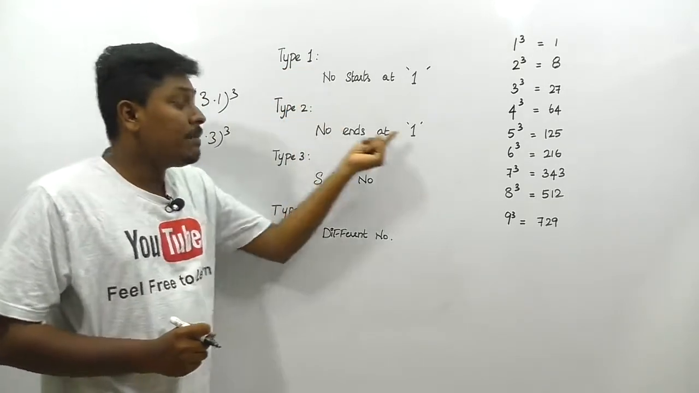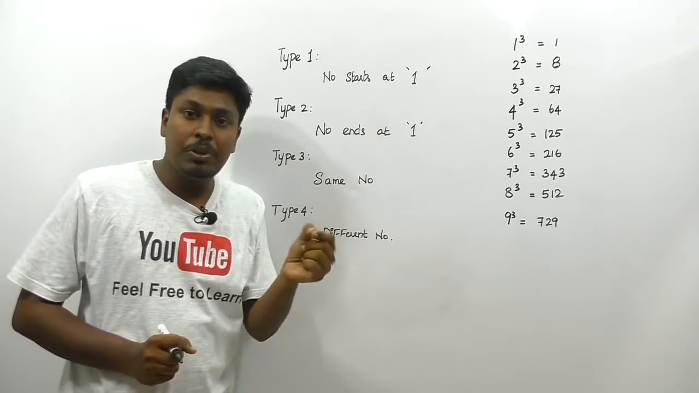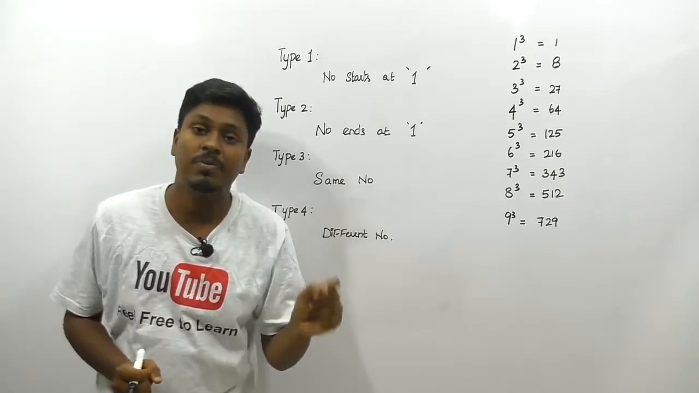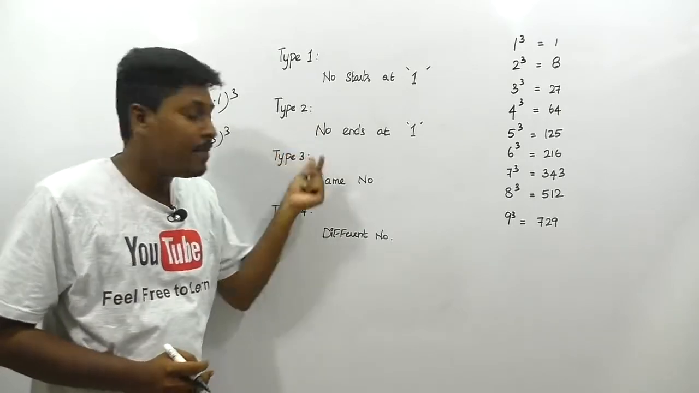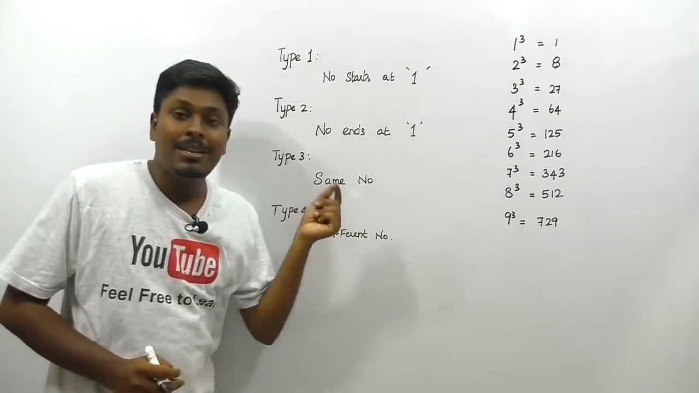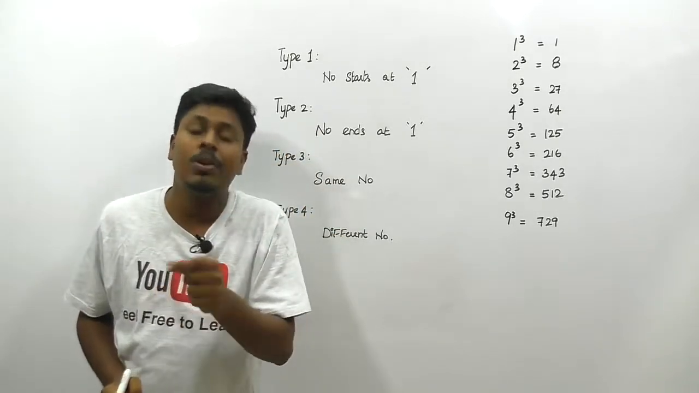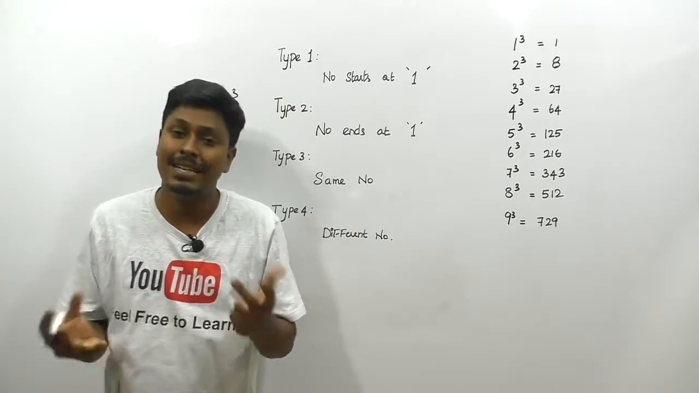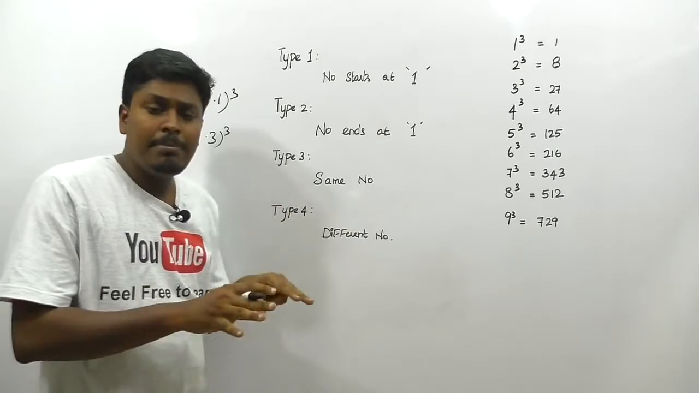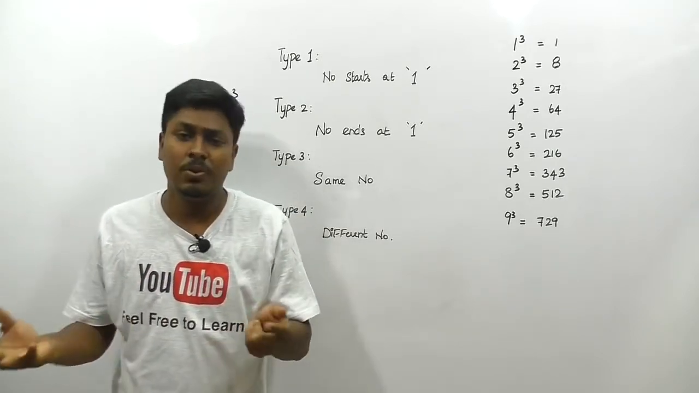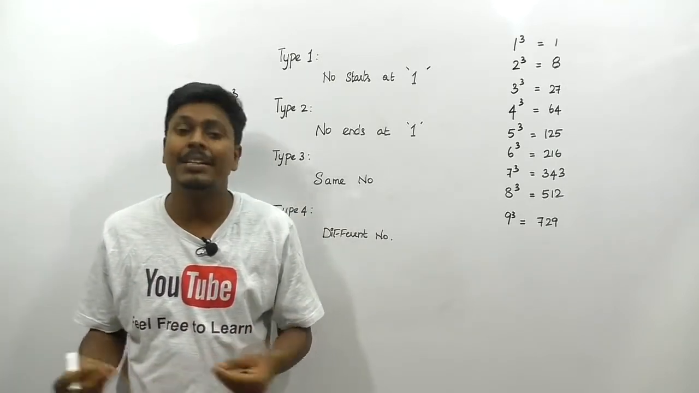Type 2, number ends in 1. 21 cube, 31 cube, 41 cube, 51 cube, all the numbers that end in 1. That is the type 2 methodology. Type 3, same digits. That is 22 cube, 33 cube, 44 cube, 55 cube. These are numbers which have the same digits. So this is type number 3. The type number 4 is different: 72 cube or 84 cube, 93 cube.